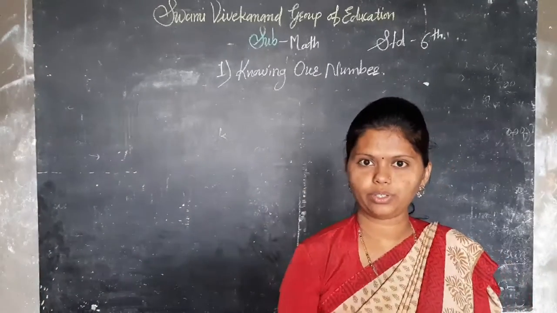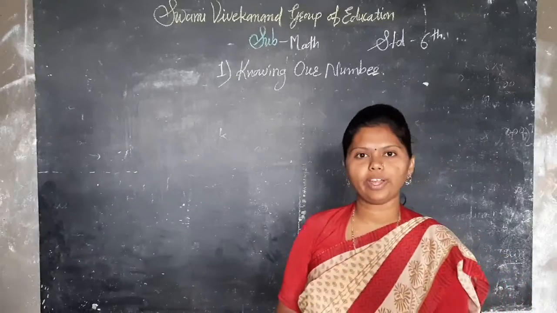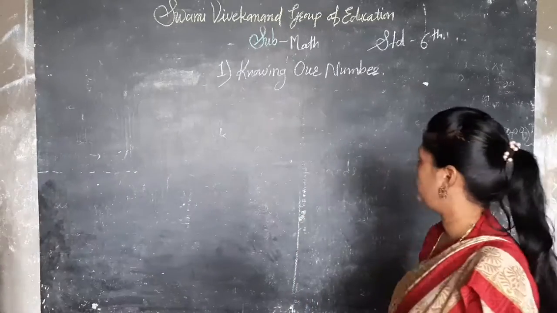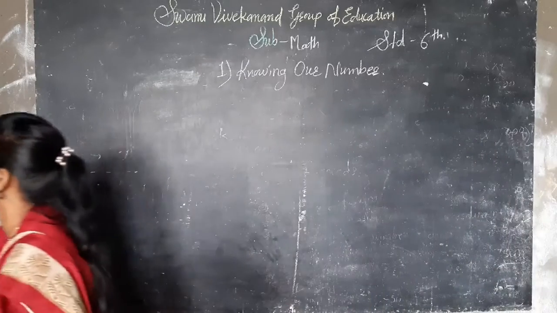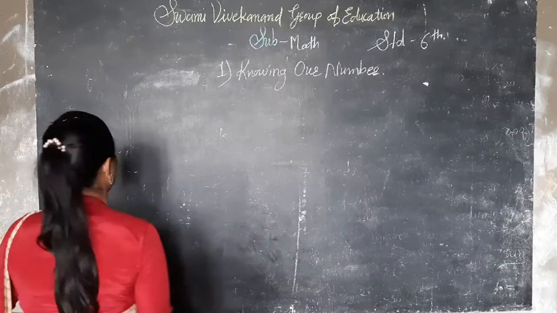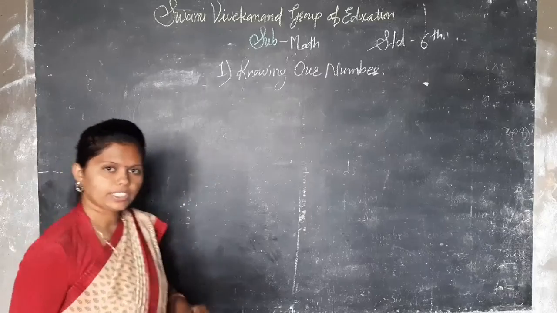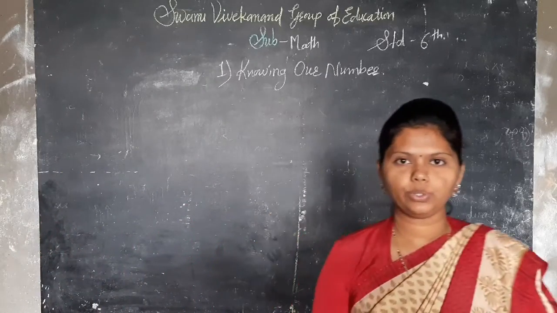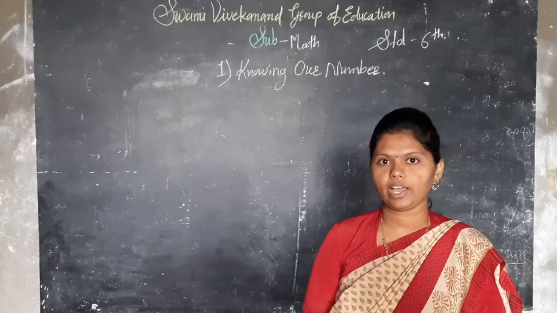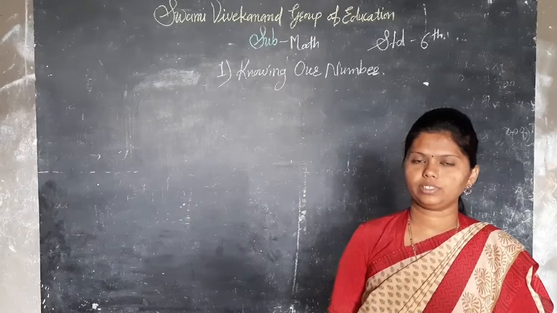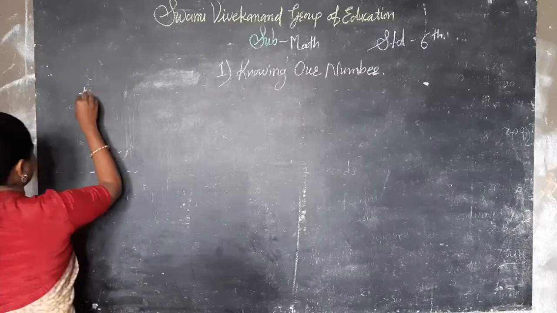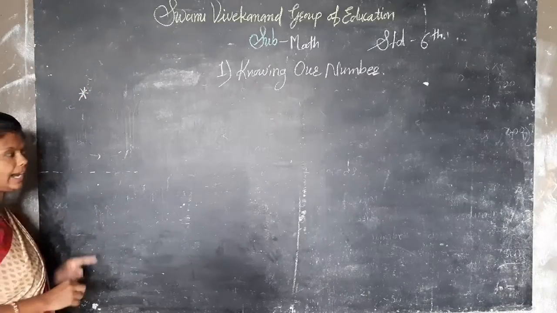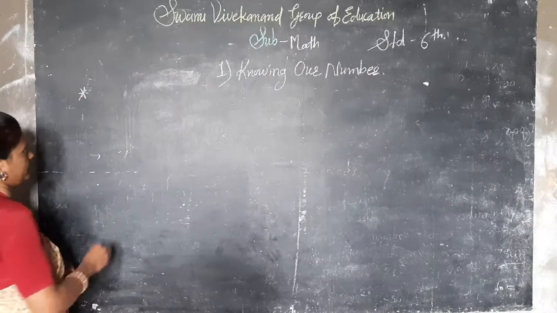So today we are going to have our last point from your first lesson, knowing your numbers. Today we are going to complete this lesson with the last point. Before starting that point, let me remind you, in our last lecture we covered Roman numerals. You learned how to write the Roman numerals and the rules for them.